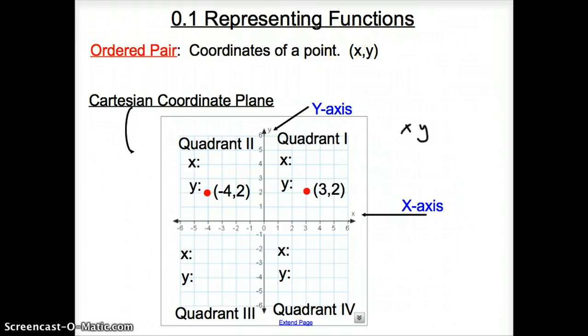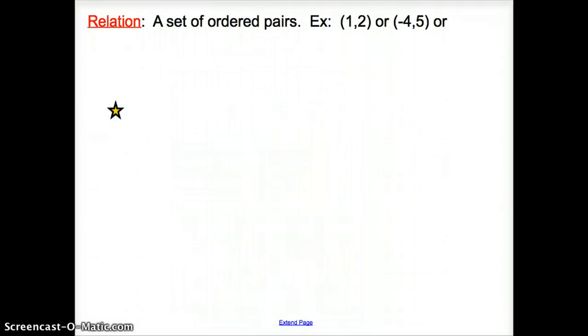Now, our x's in quadrant 1 will be positive. Our y's will still be positive. In quadrant 2, our x, if we look on our plane, is negative, and our y's are positive. In quadrant 3, x is still negative, but now our y's are negative, and in quadrant 4, x is positive and y is negative.